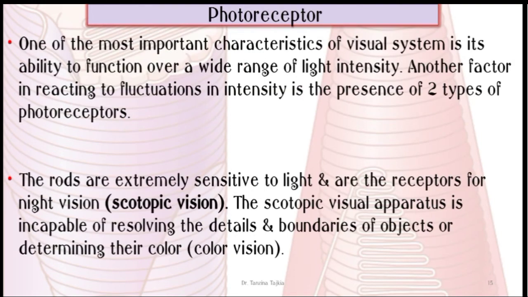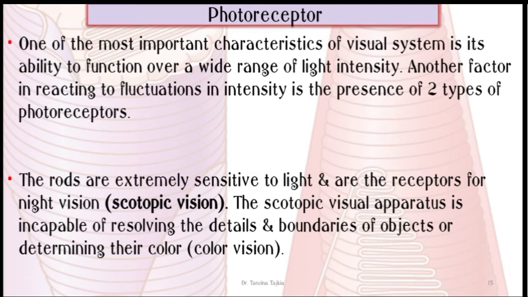One of the most important characteristics of the visual system is its ability to function over a wide range of light intensity. Another factor in reacting to fluctuation in intensity is the presence of two types of photoreceptors. The rods are extremely sensitive to light, and are the receptors for night vision, which is called scotopic vision.